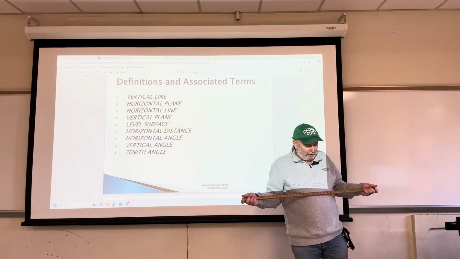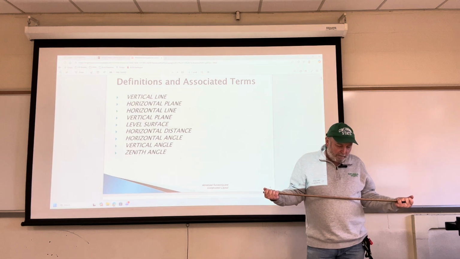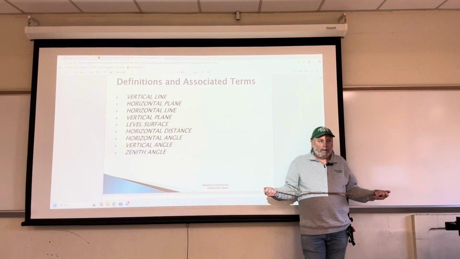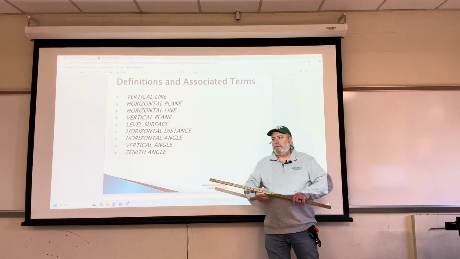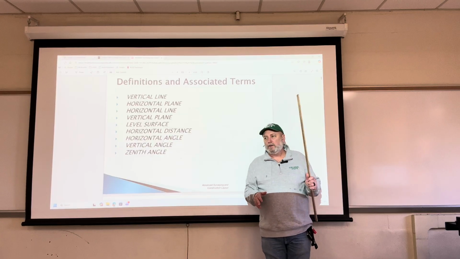There's a lot of points and stuff. That sounds kind of confusing. At any point, there are an unlimited number of horizontal lines. The easiest way to visualize a horizontal plane would be the floor or the ceiling.